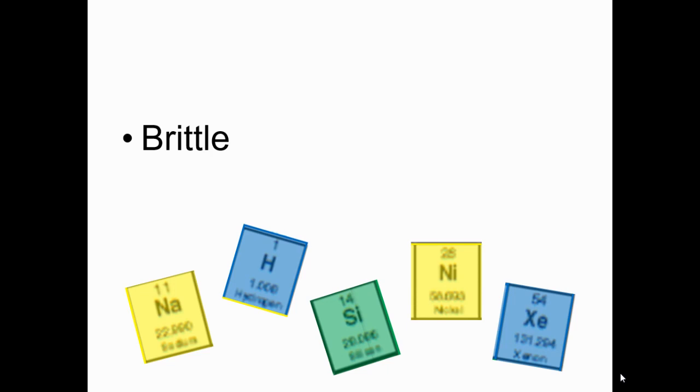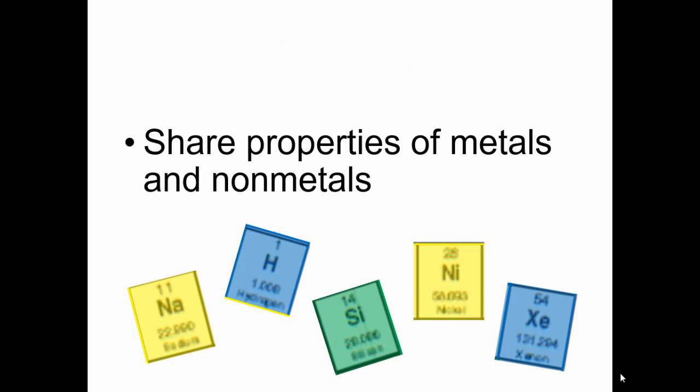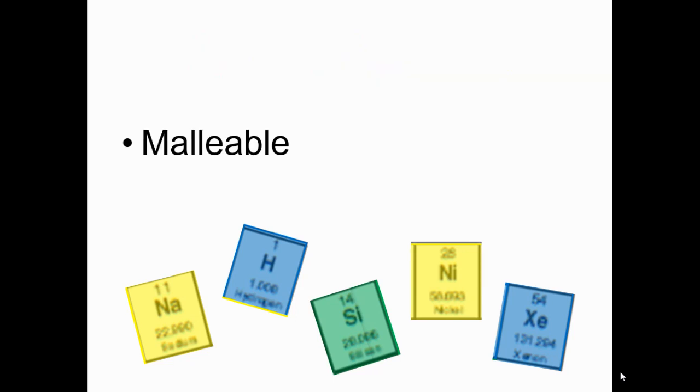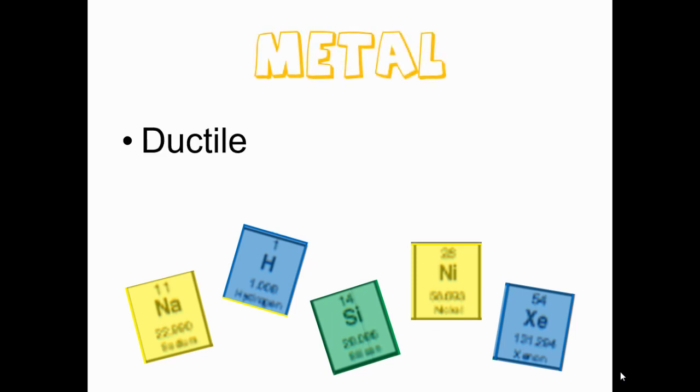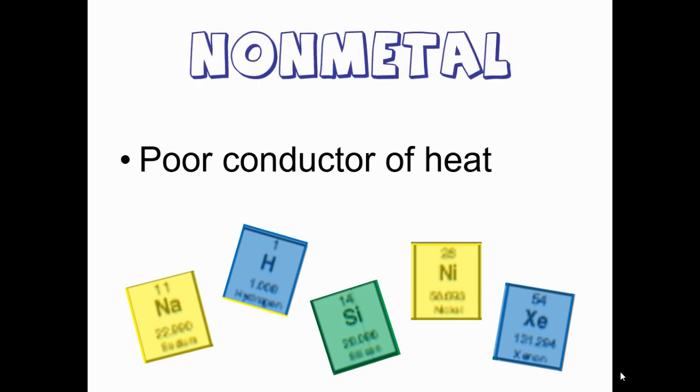An element that is brittle is a nonmetal. An element that shares properties of metals and nonmetals is a metalloid. An element that is malleable is a metal. An element that is ductile is a metal. An element that is a poor conductor of heat is a nonmetal.